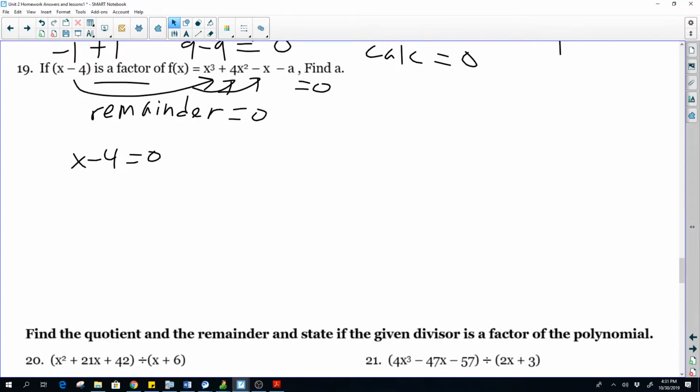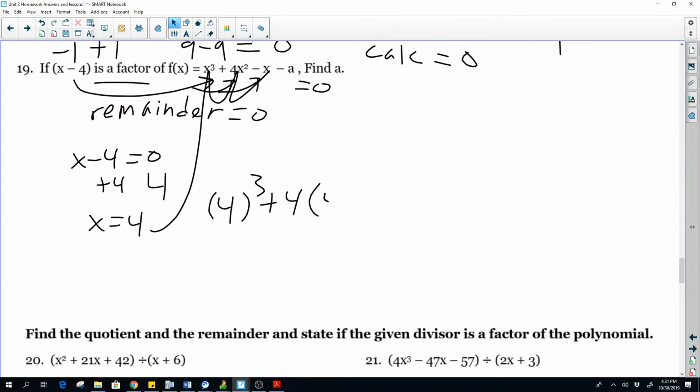So we're going to do x minus 4 equals 0. Add 4 to both sides. And so x equals 4. We're going to go ahead and plug it in there and there and there. So we get 4 cubed plus 4 squared minus 4 minus a. And then we set it equal to 0 because, yes, it is a factor, so that should equal 0 when you're done. Right? Just like we've been doing on that last problem.